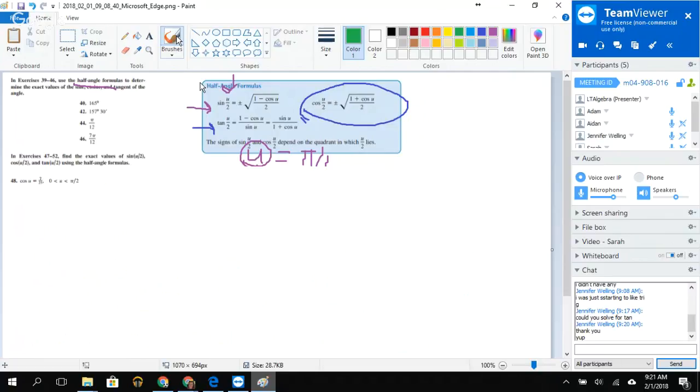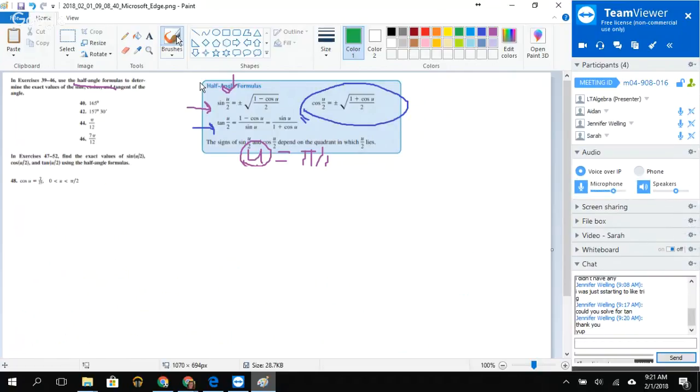We have the cosine of u equals 7 over 25, and u is between 0 and pi over 2. So which quadrant does that put our angle in, if it's between 0 and pi over 2?